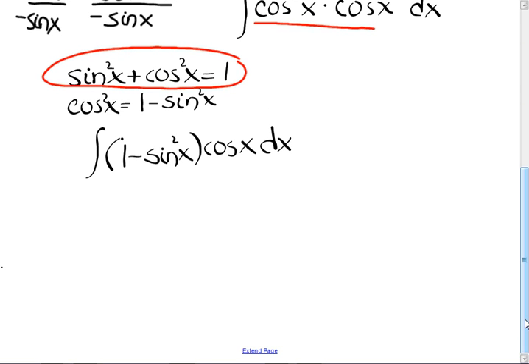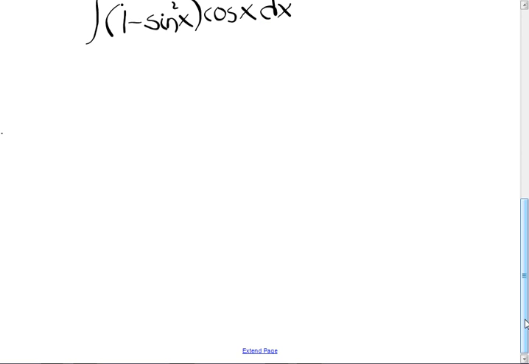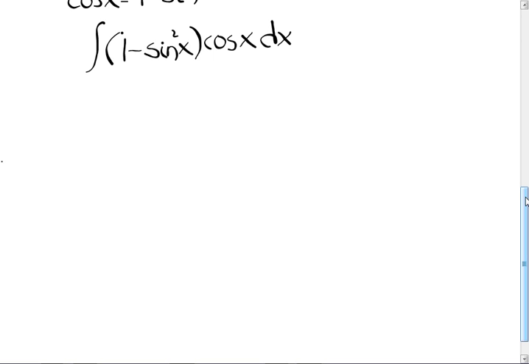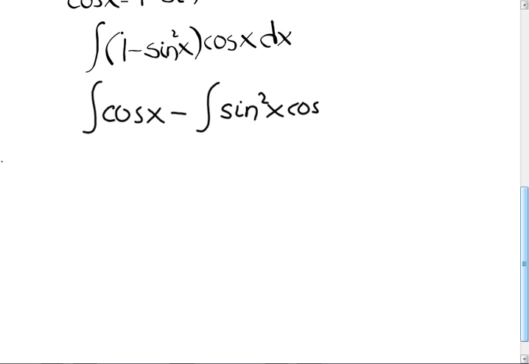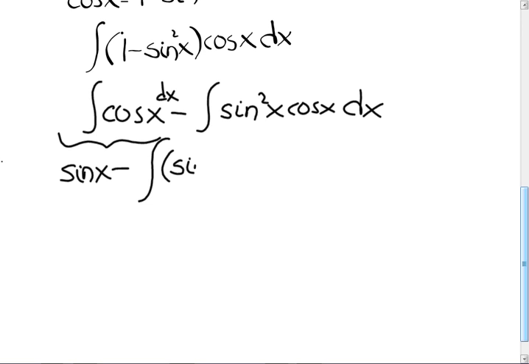Okay, we're going to distribute that. Whoops, a little too far. Okay, Nick, we're going to distribute that. That gives me the integral of the cosine of x minus the integral of sine squared of x, cosine of x. Oh, I forgot something. What did I forget here? The dx. Okay, Matt, can we do the first integral? Yep. Yeah, this is what? Sine of x. Now we're going to have a little trouble here, but it's not that bad. How about if I write this way? It's the sine of x squared cosine of x.